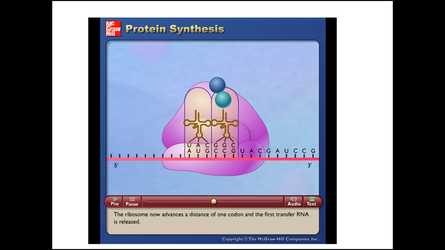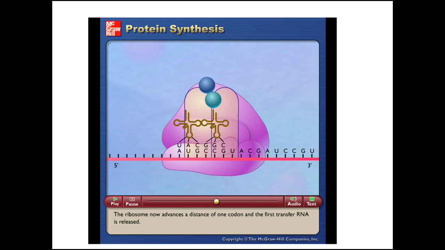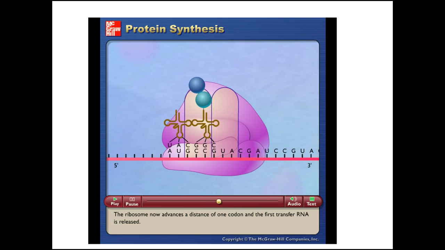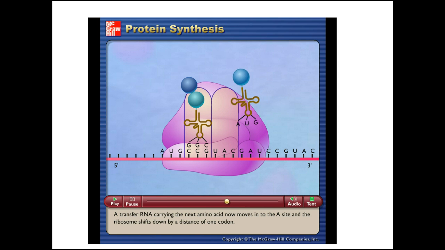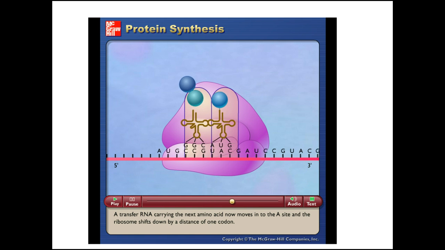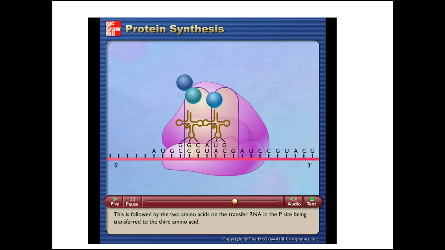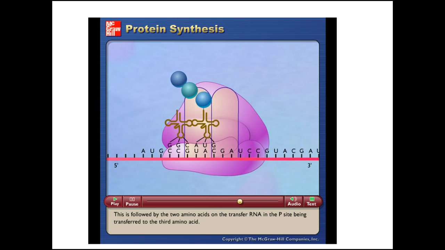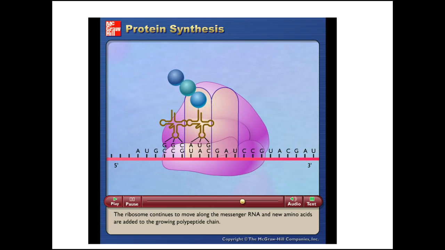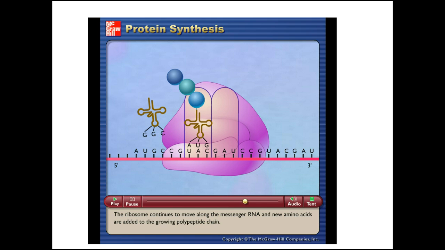The ribosome now advances a distance of 1 codon and the first transfer RNA is released. A transfer RNA carrying the next amino acid now moves into the A site and the ribosome shifts down by a distance of 1 codon. This is followed by the 2 amino acids on the transfer RNA in the P site being transferred to the third amino acid. The ribosome continues to move along the messenger RNA, and new amino acids are added to the growing polypeptide chain.